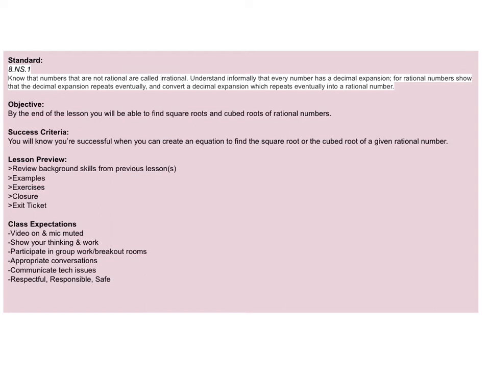Alright, welcome to lesson 3. Today we are continuing with our same standard, 8.EE.A.2. Today's objective is that by the end of the lesson, you'll be able to find the square roots and cube roots of rational numbers, and you'll know you're successful when you can create an equation to find the square root or the cube root of a given rational number.